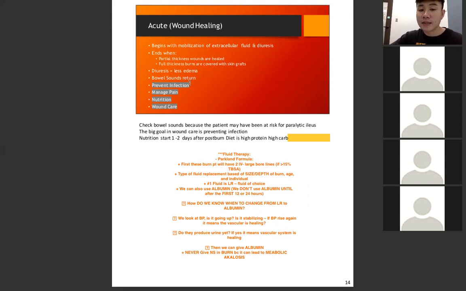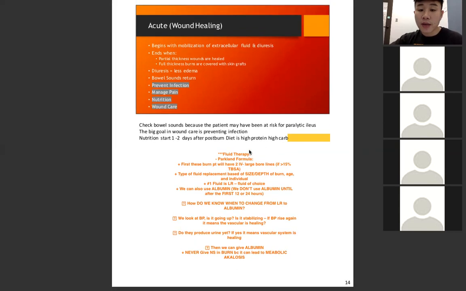Diuresis equals less edema, bowel sounds returned, prevent infection, manage pain, nutrients, wound care. We check bowel sounds because the patient may have been at risk for paralytic ileus. The big goal in wound care is preventing infection. Nutrients start 1 or 2 days after the burn. The post-burn diet is high in protein and carbs. They need protein to promote healing, and carbohydrate is for energy.